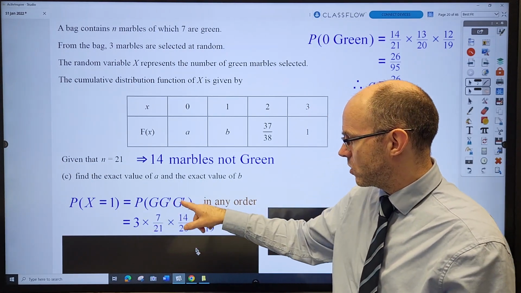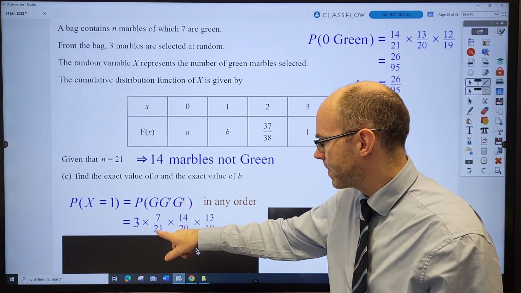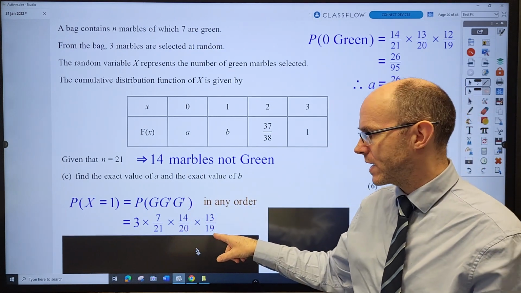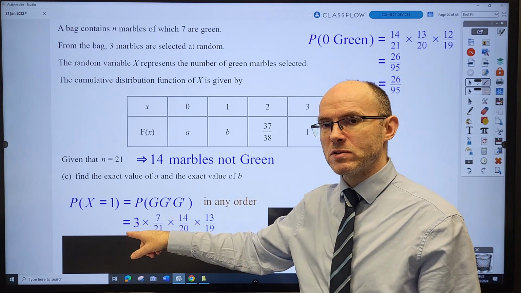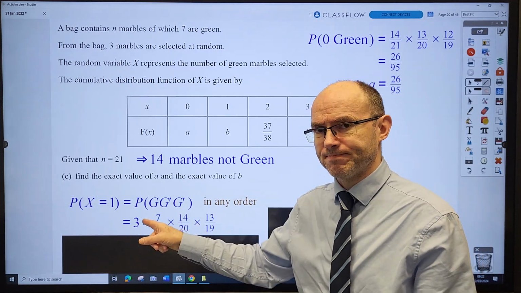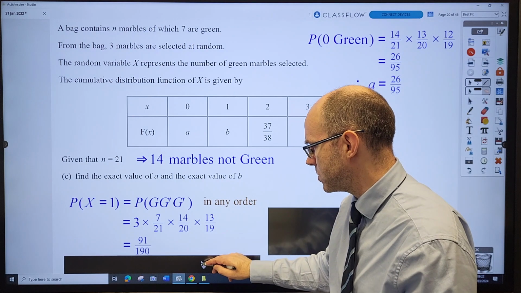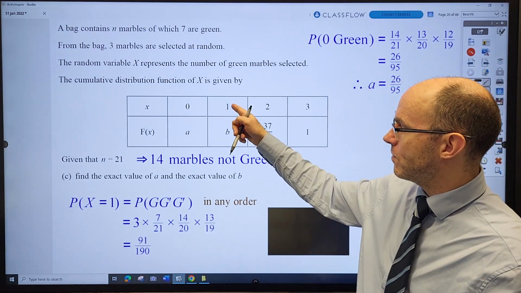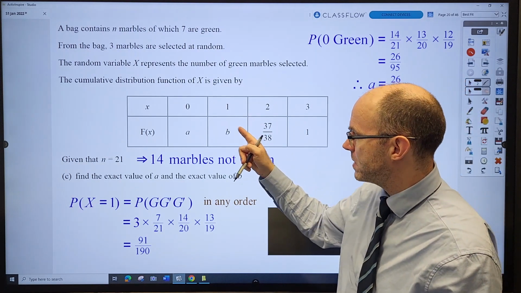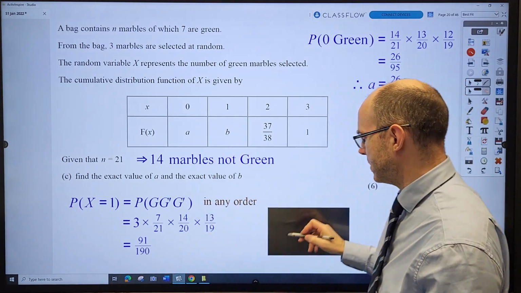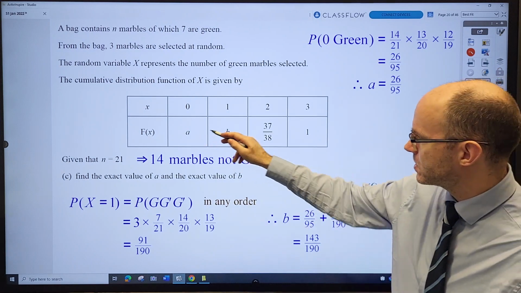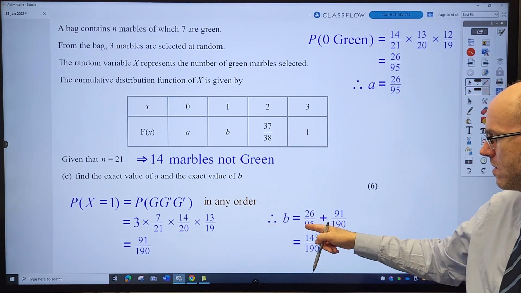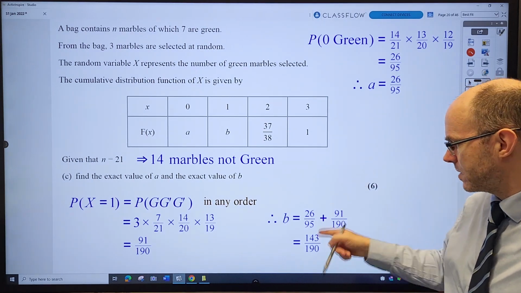So green, not green, not green is going to be 7 over 21 for green, 14 over 20 for not green, and then 13 over 19 for not green again. And then there's 3 ways of doing that, so multiply that by 3. That's the quickest way of doing it, and that comes to 91 over 190. So that's the probability of x being 1. So b then must be the addition of these because it's cumulative probability. So a plus b, so a plus that gives you 26 over 95 plus 91 over 190, 143 over 190.